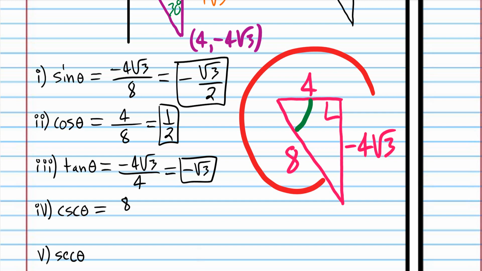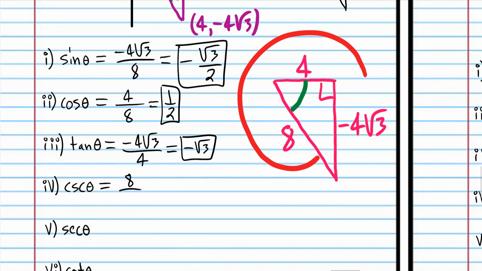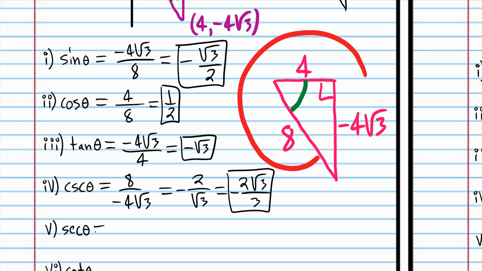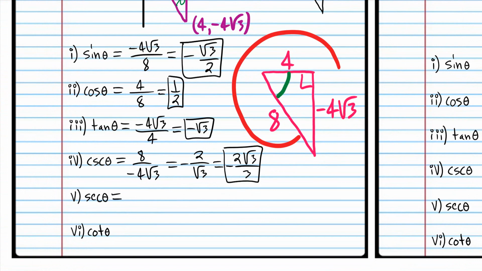Cosecant is the hypotenuse divided by the side opposite, and 8 over 4 reduces to 2 over 1. Multiply both sides by root 3 and we end up with the following ratio. Secant theta is the hypotenuse divided by the side adjacent the green reference angle, so we get 2.